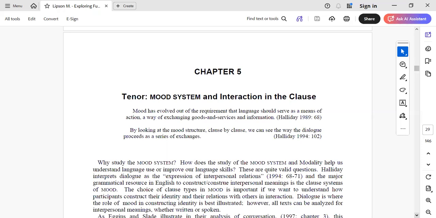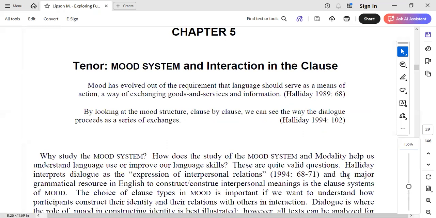Now, let's start with chapter 5, that is tenor, mood system and interactions in the clause. Now, what is mood? Mood has evolved out of the requirement that the language should serve as a means of action, a way of exchanging goods and services and information. Now, why do we communicate? This is the basic question.